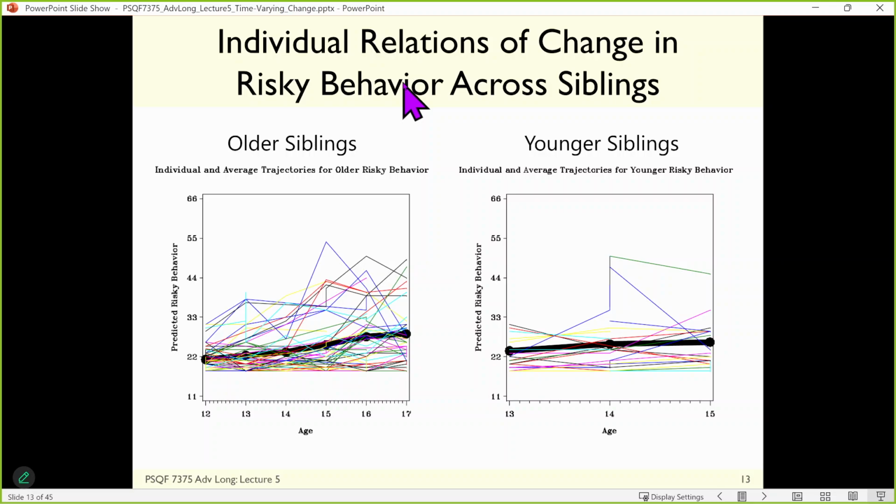This is based on a study at Penn State, where they had a bunch of older siblings targeted, and then they got some extra money to target their younger brothers and sisters. They were deliberately about 2 years apart. So we're looking at trajectories of risky behavior in the older siblings, measured from 12 to 17, and their younger siblings, measured at 13, 14, and 15. So we can ask, do the older kids increase more in their risky behavior? Kind of looks like that to me.